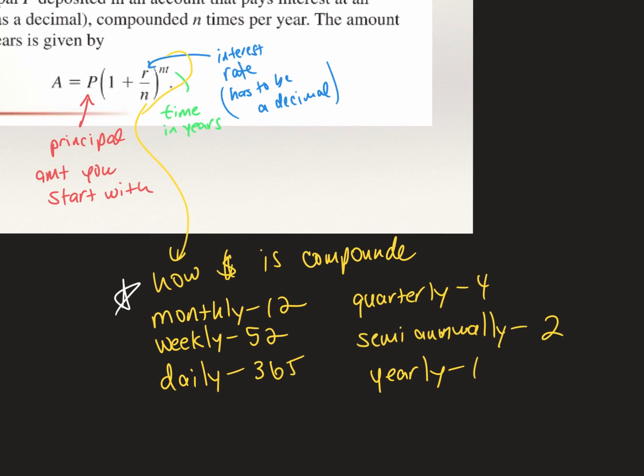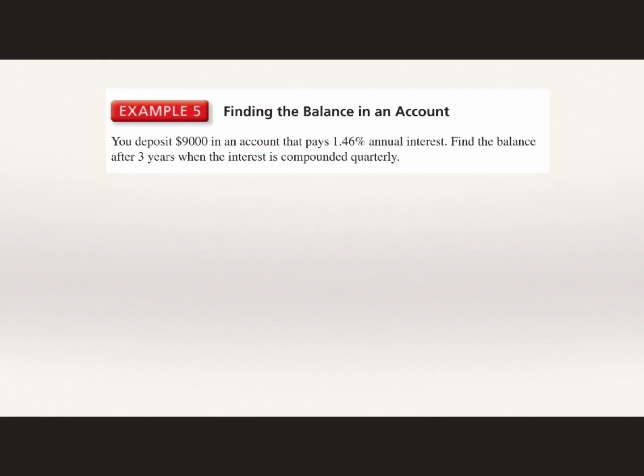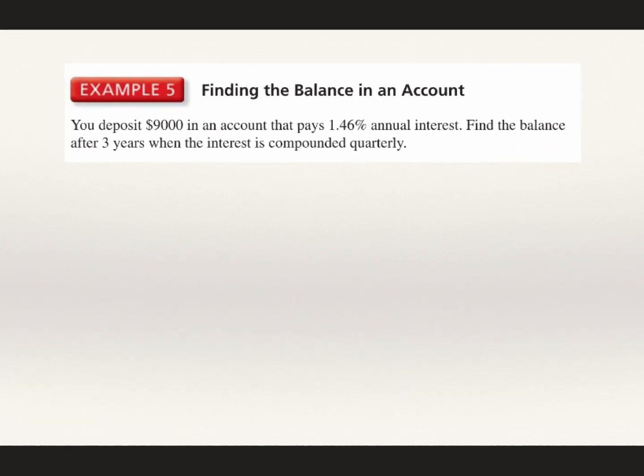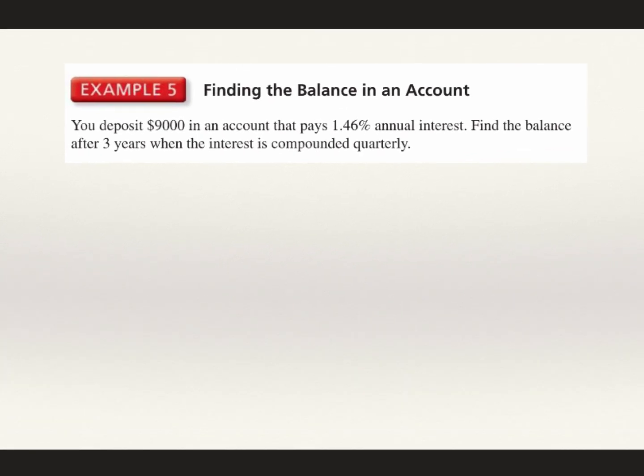Plugging into the formula is not the biggest issue. Usually our biggest issue is plugging it into the calculator. So we're going to talk about that in a little bit too. Okay. Did you get all that? Let's look at this. It says you deposit $9,000 in an account that pays 1.46% annual interest. Find the balance after 3 years when the interest is compounded quarterly.